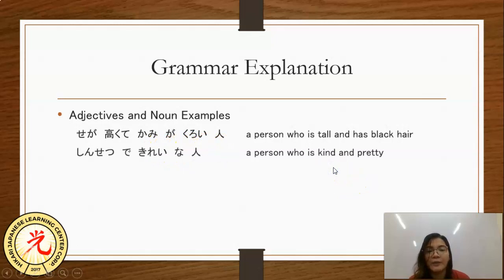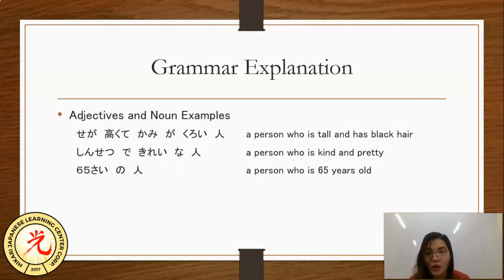Another, a person who is kind and pretty. Our noun here is person. Our adjectives are kind and pretty. So, shinsetsu de kirei na hito. Another, a person who is 65 years old.